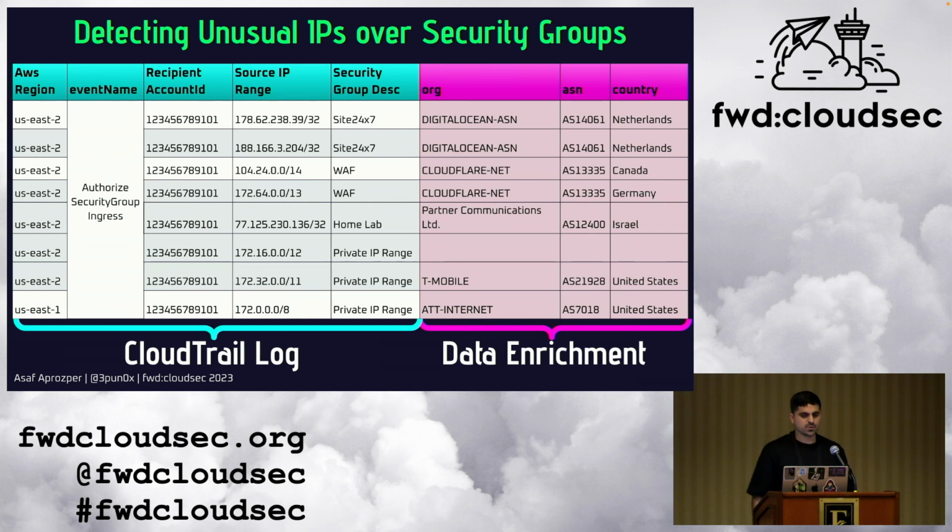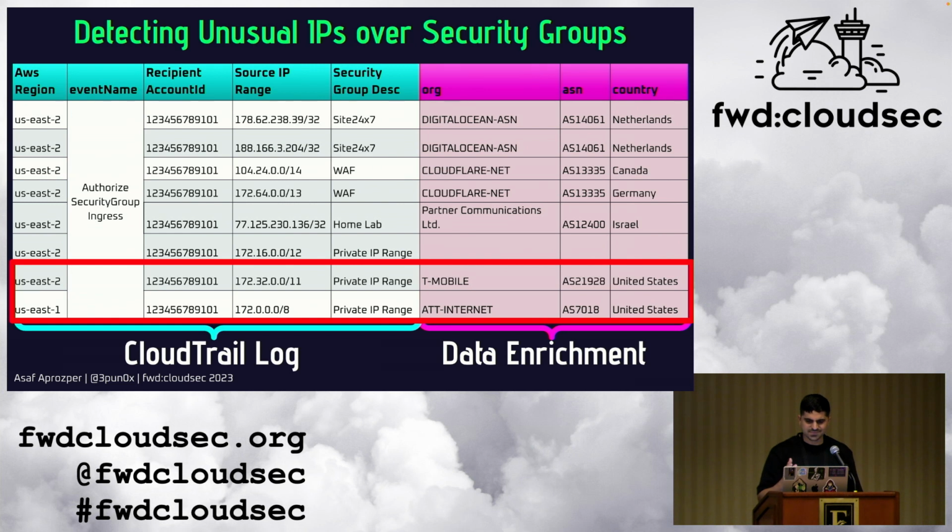All right, so after running my query in Splunk, I went through the results one by one. On the left side is the CloudTrail log data, and on the right side is the data enrichment provided by Splunk. On the left side, we have some security groups. Let's take the first two. You can see in the description Site24x7, which is the monitoring for my system. Although it's in DigitalOcean, it was a bit suspicious. We have another security group named WAF, which has IPs that belong to Cloudflare Net. We see in the enrichment in the org, which is okay. And we have a security group with a private IP range with empty enrichment data because it's private addresses.